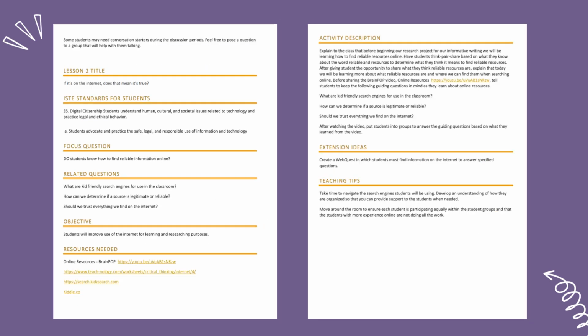The second mini lesson, titled If It's on the Internet, Does That Mean It's True?, focused on finding reliable information online and how to appropriately use that information. The goal of the lesson was to improve student use of the internet for learning and researching purposes. This lesson was tied into our ELA unit on research for informative writing.